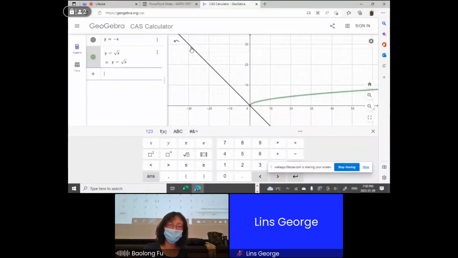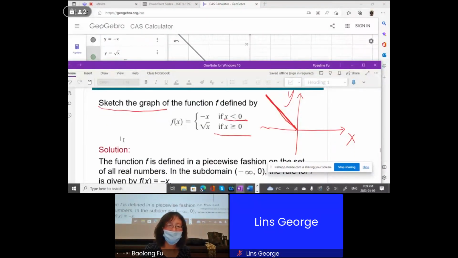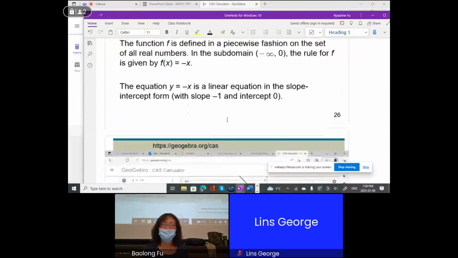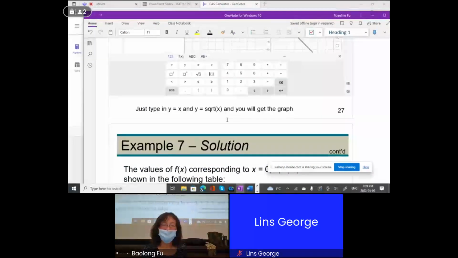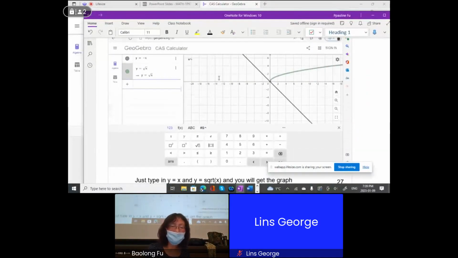So the combination of this part and this part is the graph of that function. When x is smaller than 0, this is a straight line. When x is greater than 0, it is this green line. All right, so I just want to copy this. Okay, so the sketch is here. Any questions? And I'll give you the hint: just type y equal to sqrt x here in the input, and you get the graph.